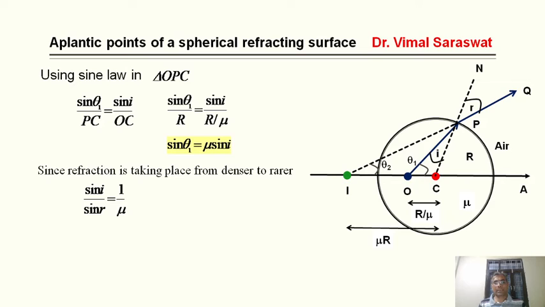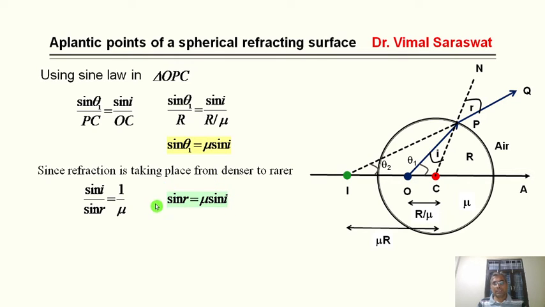So from Snell's law, sine I upon sine R will be 1 upon mu, because Snell's law is sine I upon sine R equal to mu 2 upon mu 1. Here mu 2 equal to 1, which is the refractive index of air, and mu 1 is mu, which is the refractive index of this refracting surface. So sine I upon sine R equal to 1 by mu, or sine R equal to mu sine I.